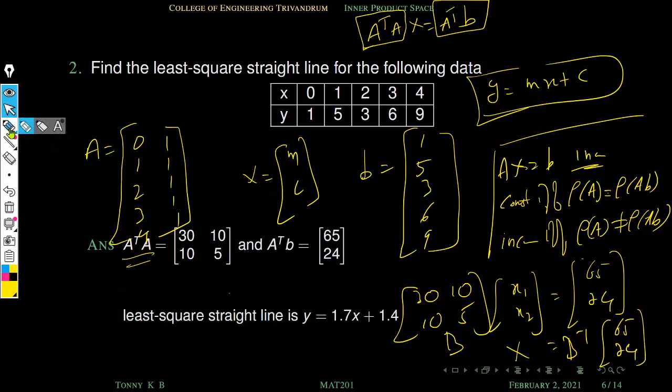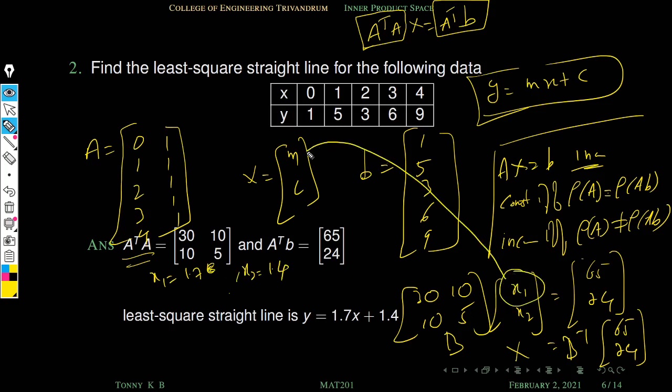So this is the least square solution. Solving this, we get x1 is 1.7 and x2 is equal to 1.4. What is x1? That is our m, and x2 is our c. So x1 is 1.7 and x2 is 1.4, so the best straight line is y is equal to 1.7x plus 1.4.